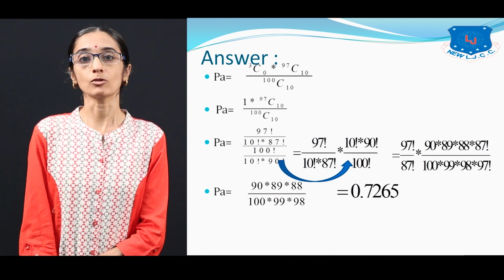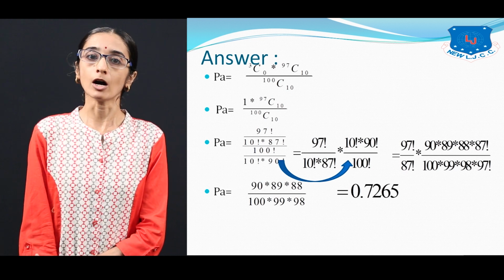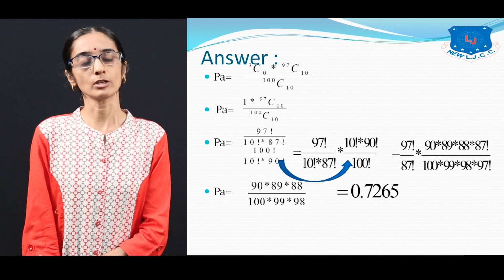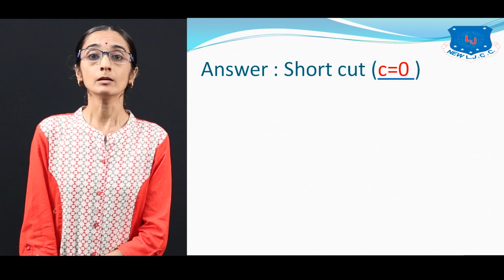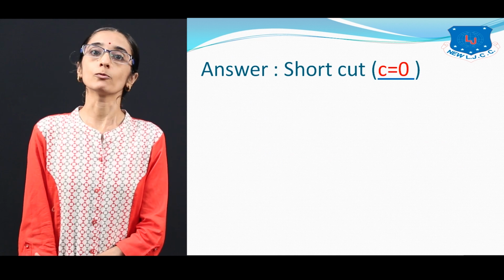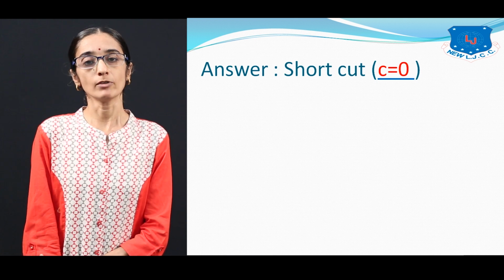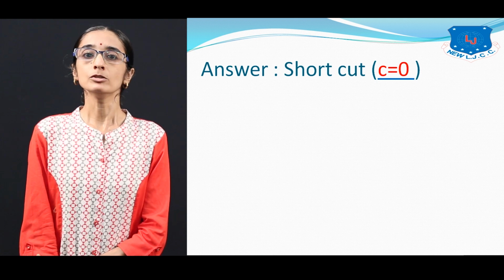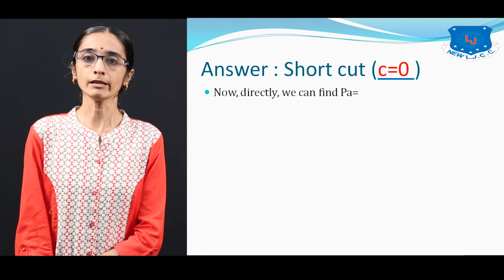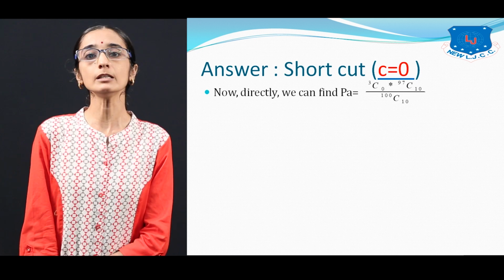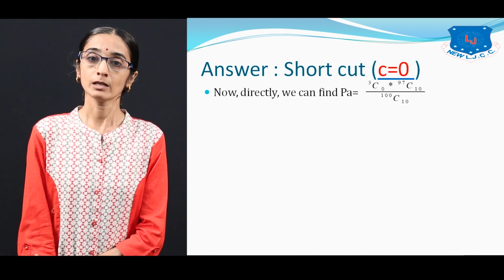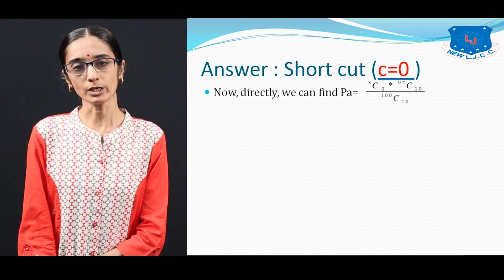So now let's check out the shortcut method, how we can directly come from the first step to the last step. Let's summarize this shortcut method. But please remember, this shortcut method is only for C equal to 0. If we change the C value, then there will be some changes in the calculation steps. Here, first of all, we directly go for the PA result, that is 3C0 into 97C10 upon 100C10. We want to simplify this further. Okay, so let's see.